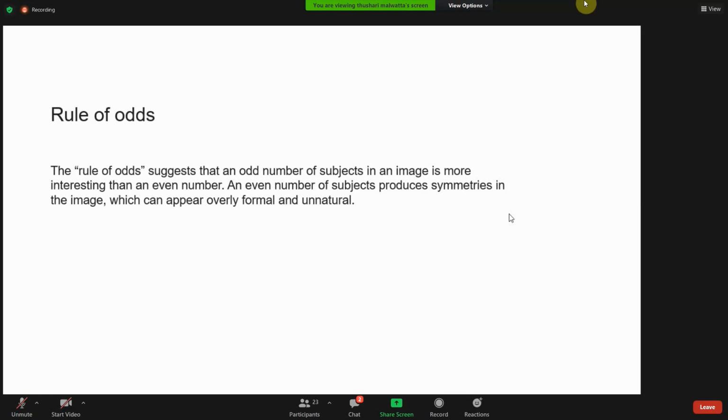The reason is they say even numbers of subjects produce symmetries in the image which can appear overly formal and unnatural. This doesn't mean that we can't do symmetry with even numbers, but if we are using even, then it should be very symmetrical, very formal, and well balanced in an image.